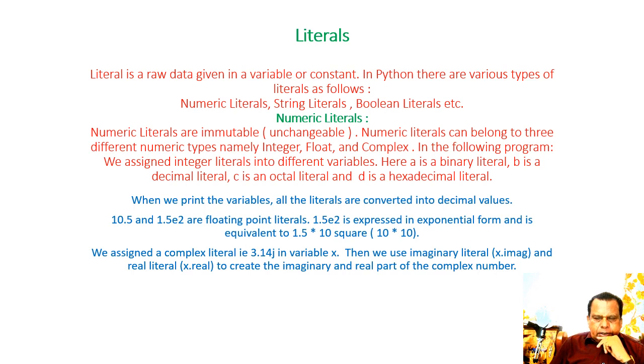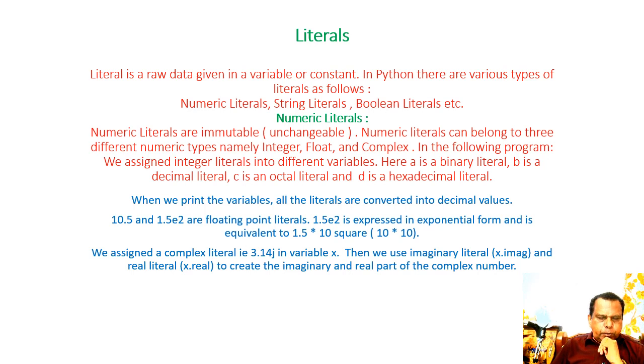In the following program, we assigned integer literals to different variables. Here A is a binary literal, B is a decimal literal, C is an octal literal, and D is a hexadecimal literal. When we print the variables, all the literals are converted into decimal values.